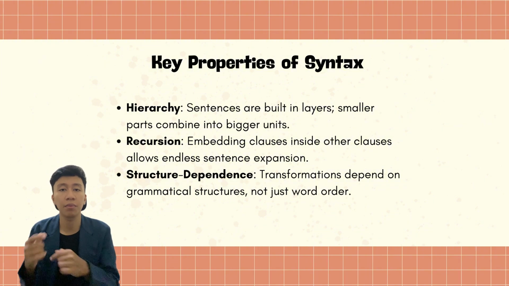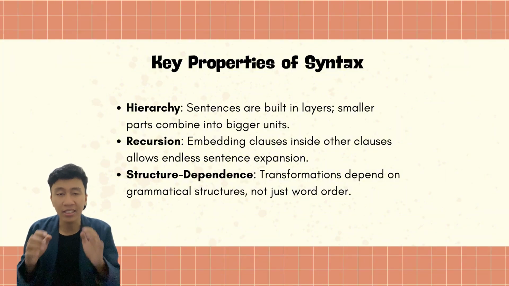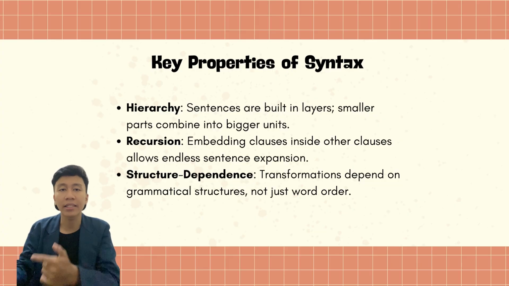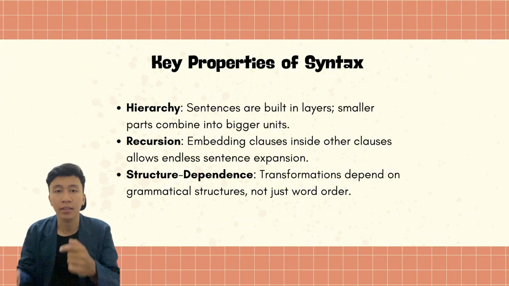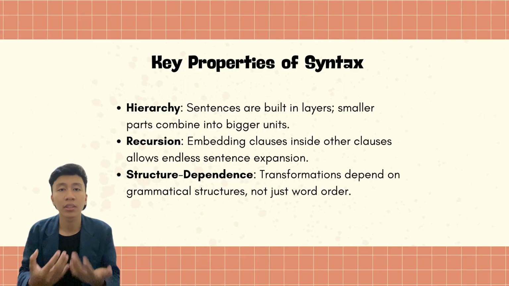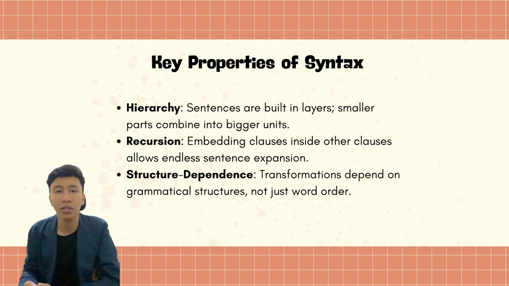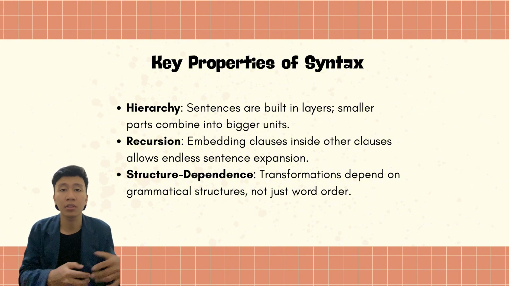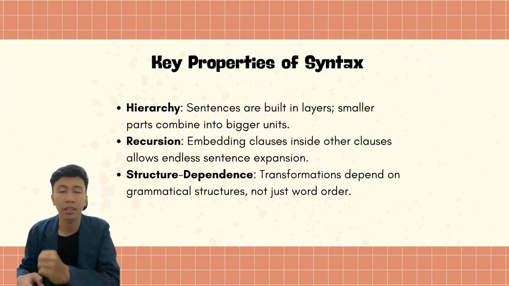The second property is recursion, which is the ability to embed one structure inside another repeatedly, and this property explains why we can create very long and complex sentences. For example, think of the sentence "I think that she knows that he is coming." It contains one clause embedded inside another, which is again inside a bigger clause. This nesting can go on infinitely, allowing for endless possibilities in expressions.